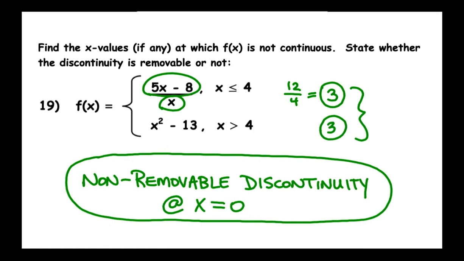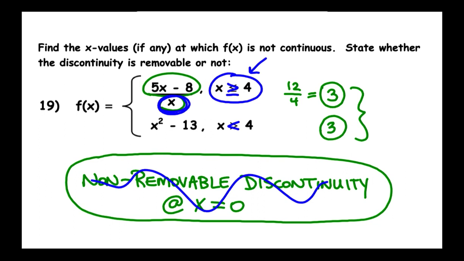Interestingly enough, I could change the answer completely if I flipped around the inequality symbols. Let's say that I had x is greater than or equal to 4, and this was x is less than 4 below it. Now the function would be continuous, and there'd be no discontinuity at all because you're dividing by 0. And I'd say, hey, not to worry. That rule is only good if x is greater than or equal to 4, so you wouldn't be plugging a 0 in anyway, so you're safe. And so therefore this discontinuity at x equals 0 wouldn't exist.